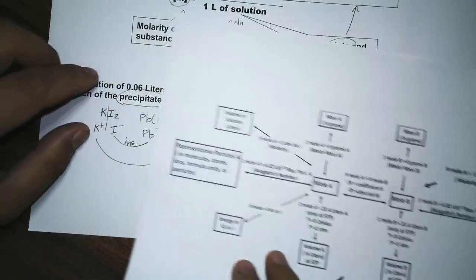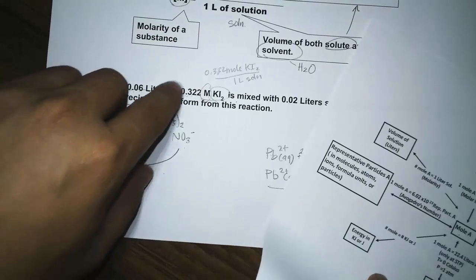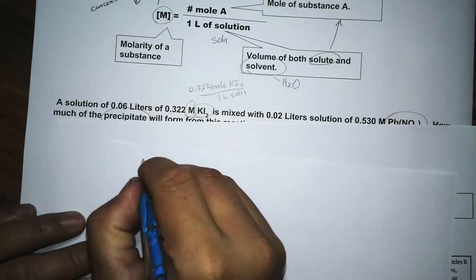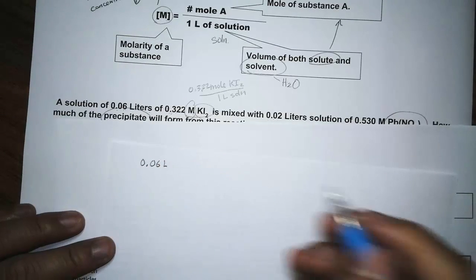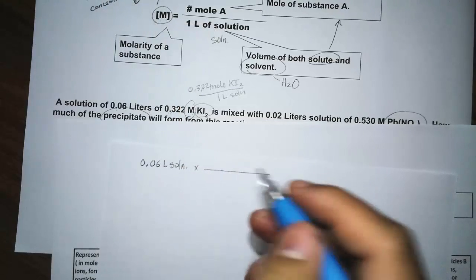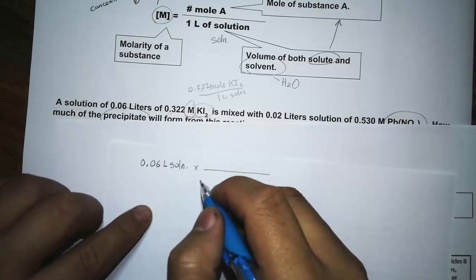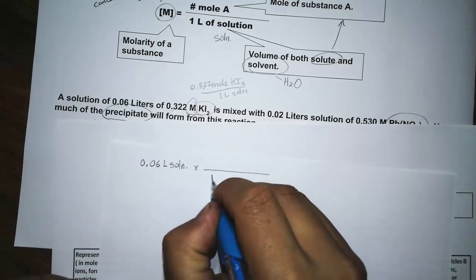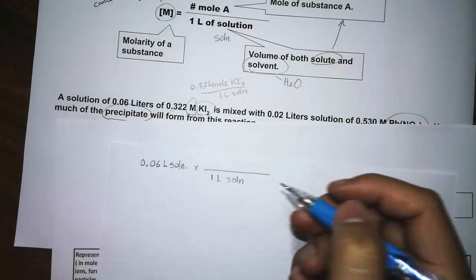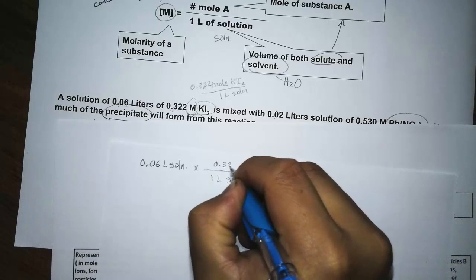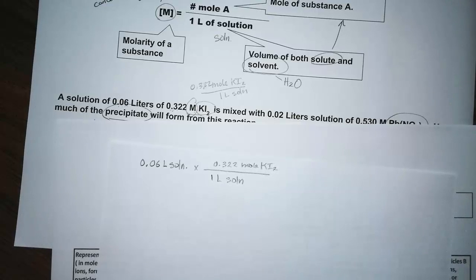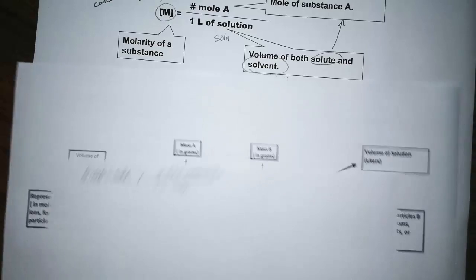Now, using this together, we can actually look at our stoichiometry flowchart. Notice how we have solution volume, right? That is the one right there. So we're going to multiply that conversion factor to get moles. So what we have here is 0.06 liter of solution times the molarity conversion factor. In this case, the liter of solution will be on the bottom, specifically 1 liter of solution, because anything over 1 is equal to itself, and the top part would be 0.322 moles of KI right there, potassium iodide. And that would give us moles.